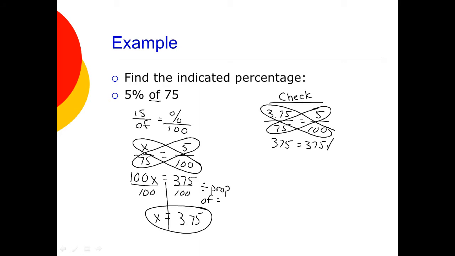I first, just to start memorizing, am going to write down is over of equals percent over 100. Is my missing part, so x goes where is should be. 75 is closest to of, and 5 is closest to the percentage. So 75 goes on the bottom left, and 5 goes on the bottom right. I then cross multiply to get 100x equal to 375. Divide both sides by 100, and I get x equal to 3.75. My check is to the right.